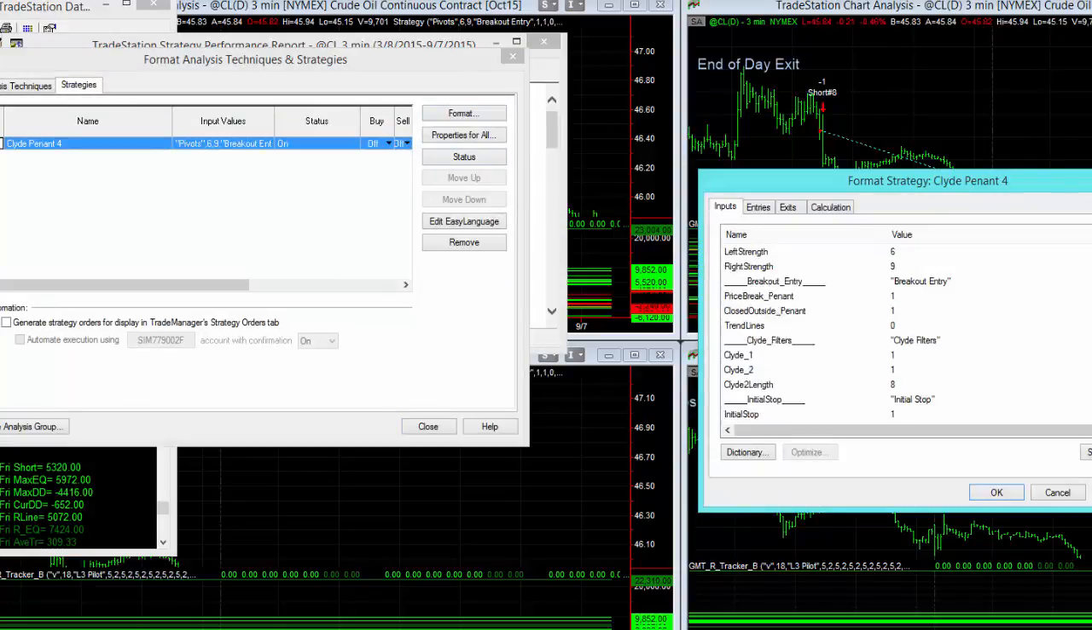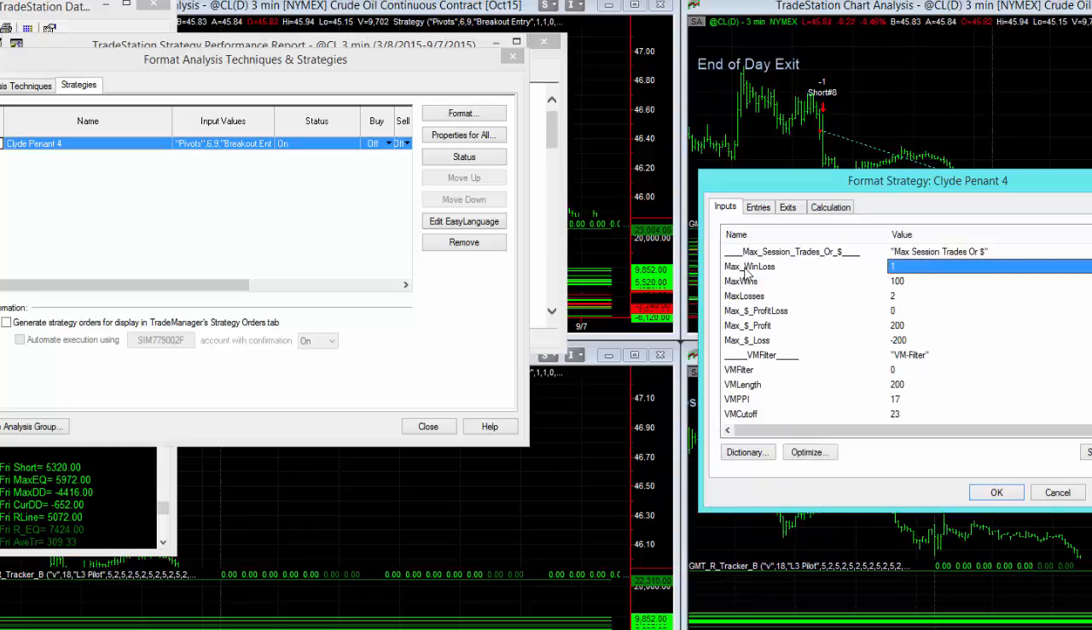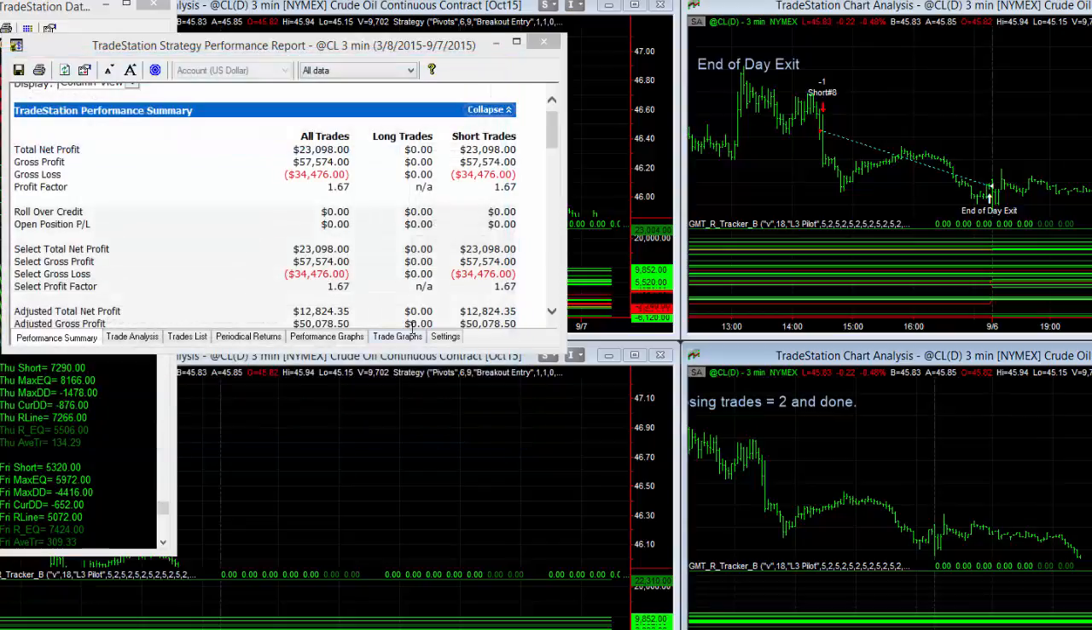So the filter on this particular setting is under our max session trade. We've got it turned on for a start. We have as many wins as we want to take, so I've got 100, a ridiculous amount. But if we have two losers, so max losers 2, then this system will shut off. So let's have a look at how that performance has rolled out.